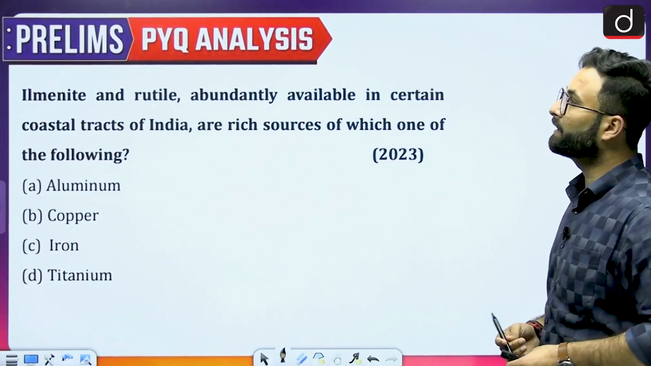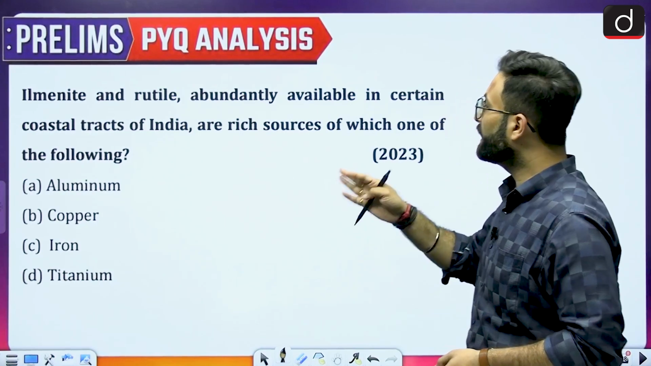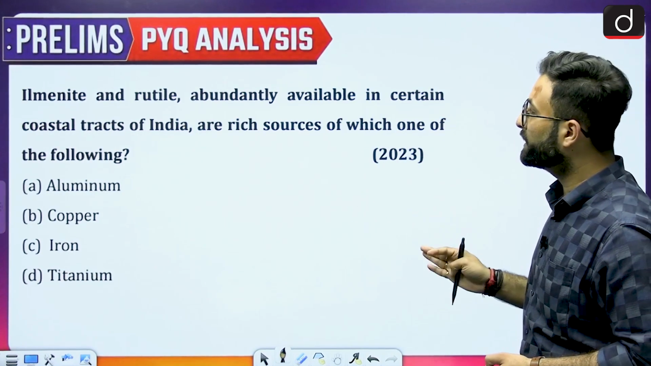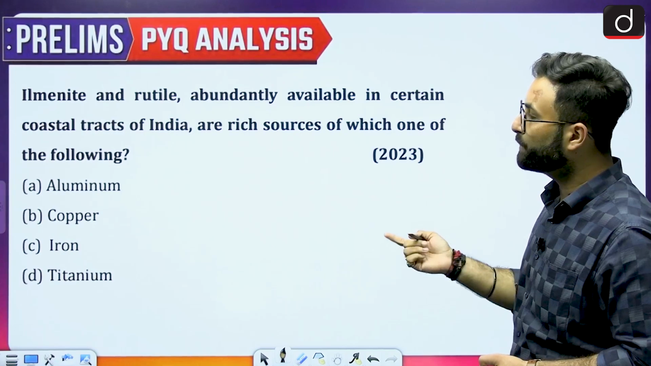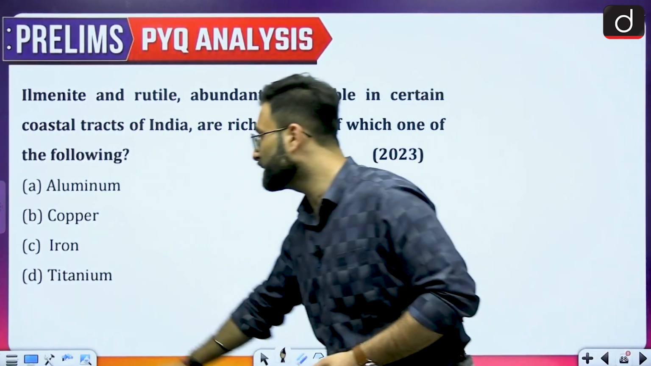Moving further to the next one: ilmenite and rutile, abundantly available in certain coastal tracts of India, are a rich source of which of the following: aluminium, copper, iron, or titanium? Option D is your right answer.